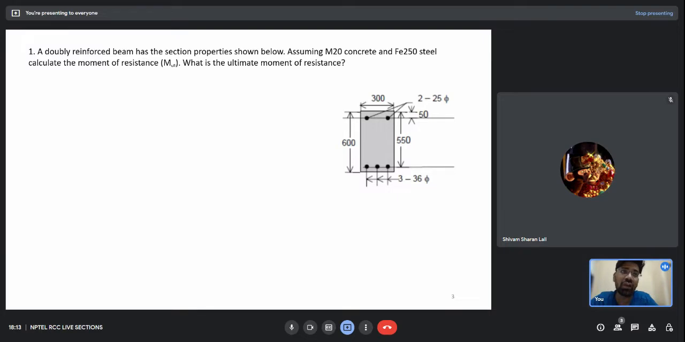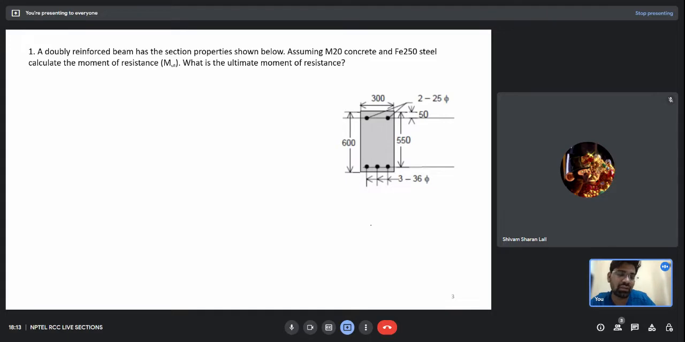So what were all those steps? What we need to first do? We need to first find whether this section is over reinforced or under reinforced. Why we need to do that? Because if the section is under reinforced, then only we can use the stress in the steel as the yield stress. But when the section is over reinforced, the stress in the steel is not the yield stress, but it is a value which is less than the yield stress.